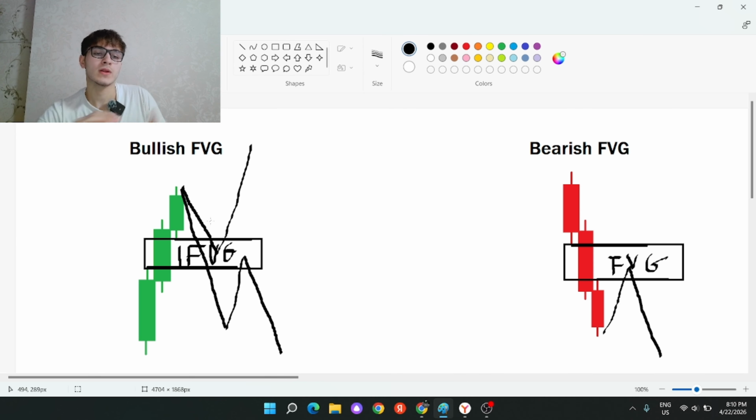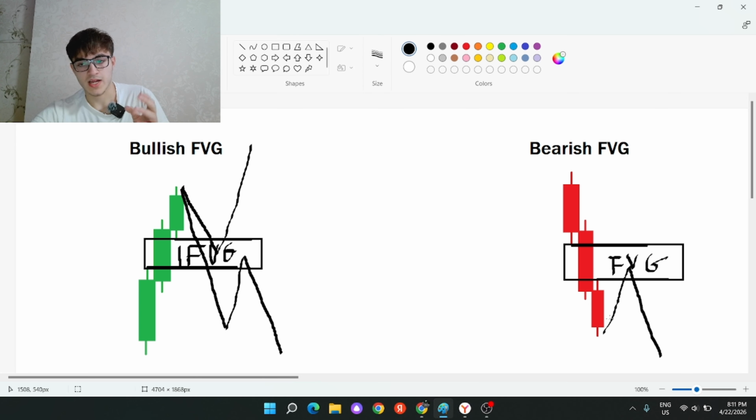Right here we had a bullish fair value gap. When price breaks through this bullish fair value gap, it becomes an inverse fair value gap. We're looking for shorts, not longs. We want trades to the downside, so we want to open just shorts. For a bearish fair value gap, it's the same.